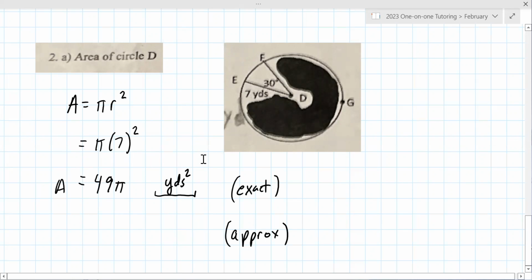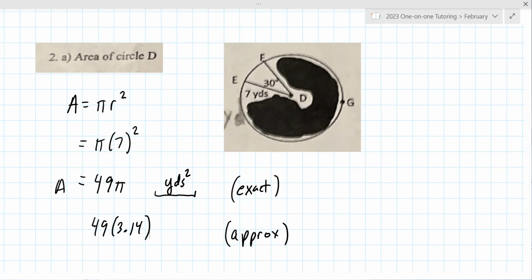What's the approximation? Okay, 49 times 7 times... No, 3.14. You already multiplied by 7. 49 times 3.14. All right.